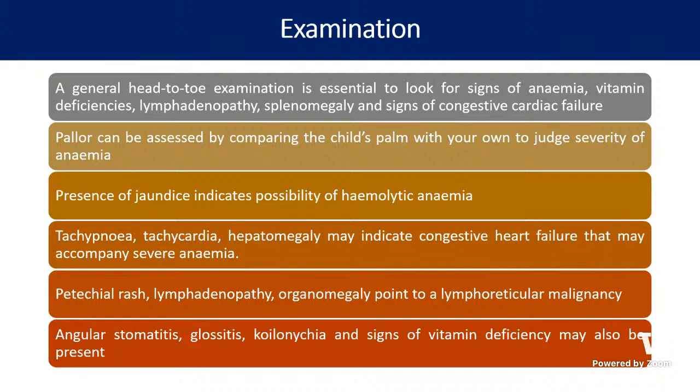Sometimes we have to see whether there is a hemolytic anemia. Jaundice will be present because the cells are hemolyzed, and that leads to jaundice. So you have to check for jaundice in the eyes. And the child, because of severe anemia, may have tachypnea, tachycardia, congestive cardiac failure, and there can be hepatomegaly.